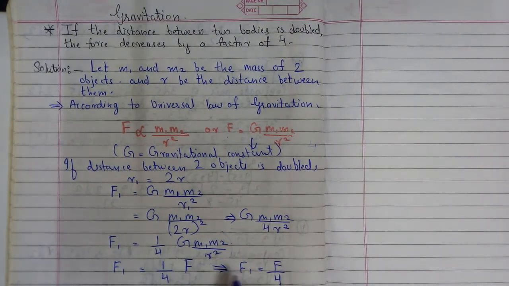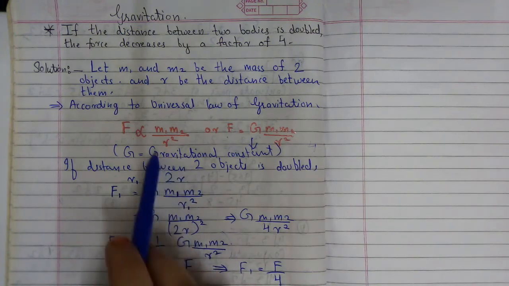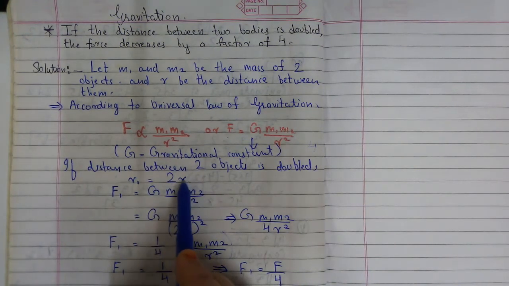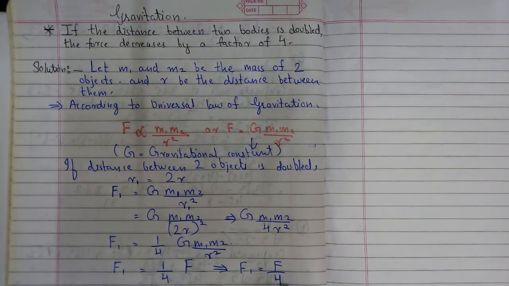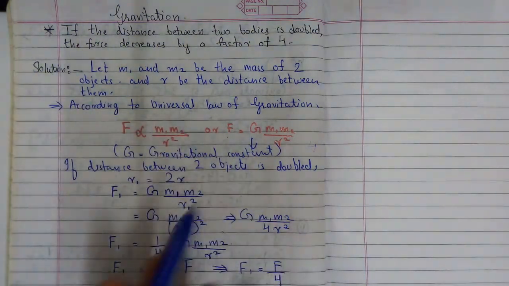That means we have proved that if the distance between the two different objects is doubled, then the force will decrease by a factor of 4. Okay, so this is how we have to prove this statement.